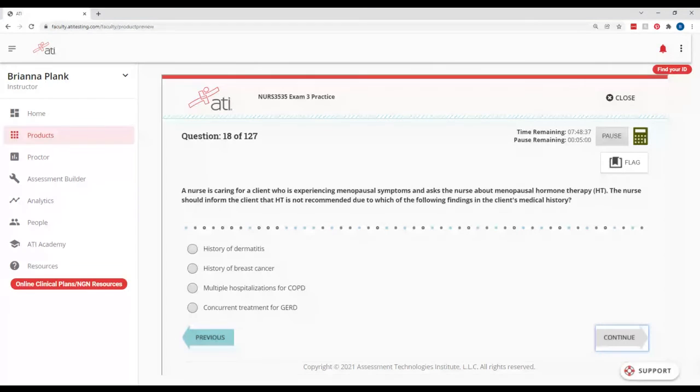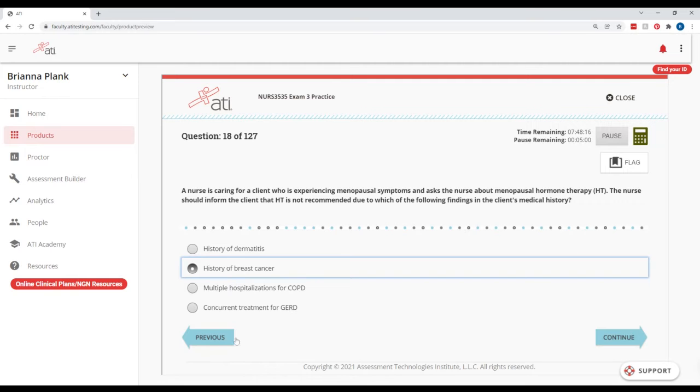Okay, we're talking to our patient about hormone therapy. So basically the question is asking us, which of the following conditions are a contraindication for hormone therapy? So dermatitis, breast cancer, COPD, or GERD. Which one sounds like a bad idea? Exactly. Yep.